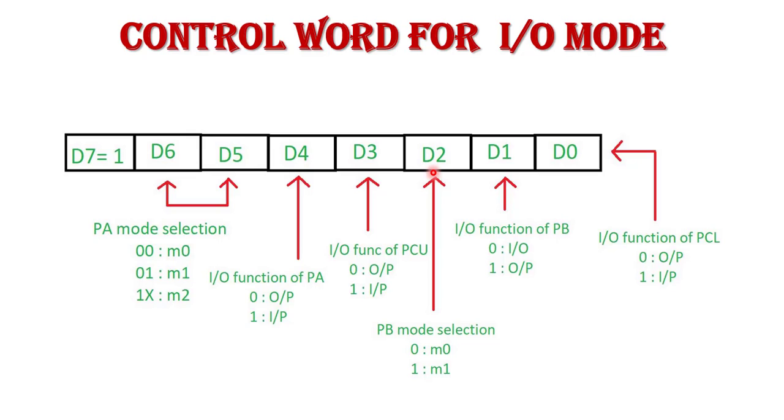Next is the D2 bit. D2 bit defines in which mode port B is working. It means it is the port B mode selection bit. If the value of D2 is 0, port B works in mode 0. If the value of D2 is 1, port B works in mode 1. Next is the D1 bit. D1 bit defines the input output function of port B.